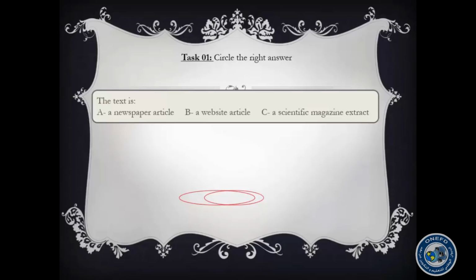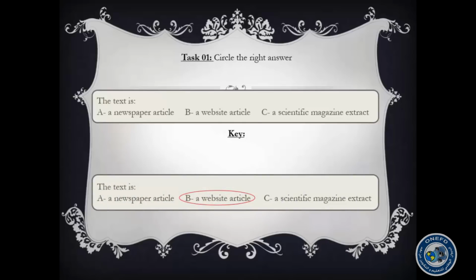So for the answer to this question, you have to look at the source in order to find out if the text is a newspaper article or a website article or a scientific magazine extract. Again, feel free to pause the video, then answer your question. So, did you get it? So let's take a look at the answer. So the answer is the text is a website article.